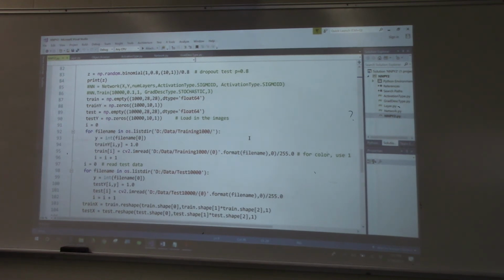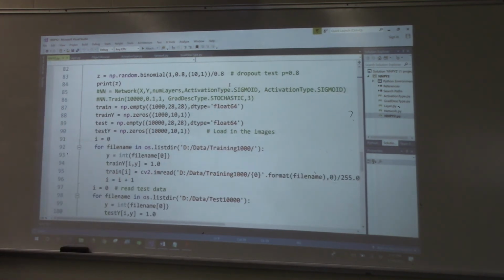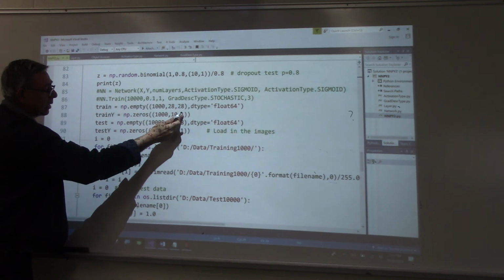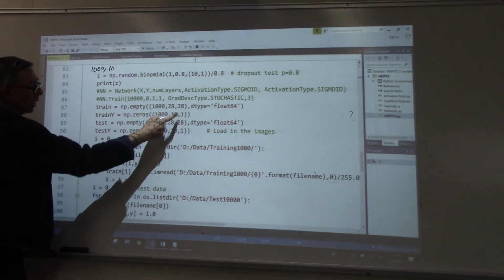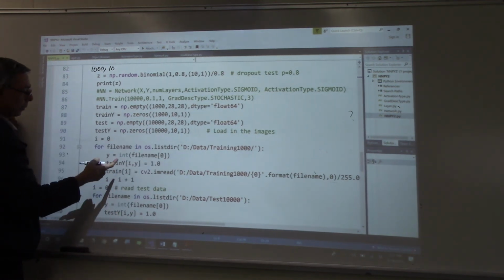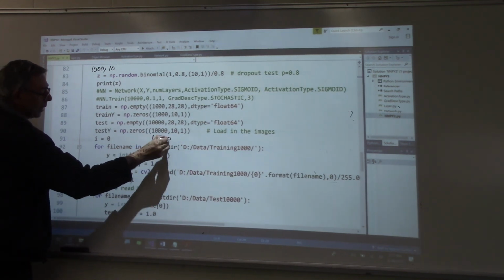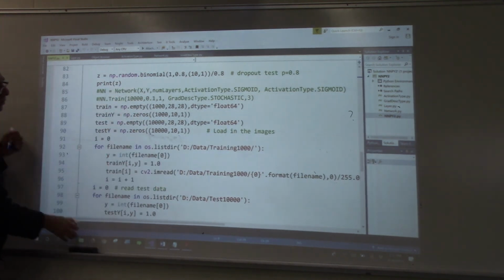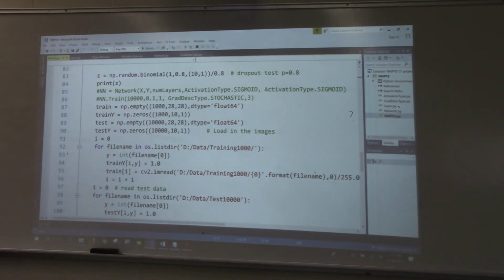Okay, so one of the changes you will make is anytime you see a 1 over there, like for example, our train Y was 1000, comma 10, comma 1, right? Just make it 1000, comma 10. So eliminate the 1, okay? Very similarly over here, 10,000, comma 10, comma 1 will simply become 10,000, comma 10, right?